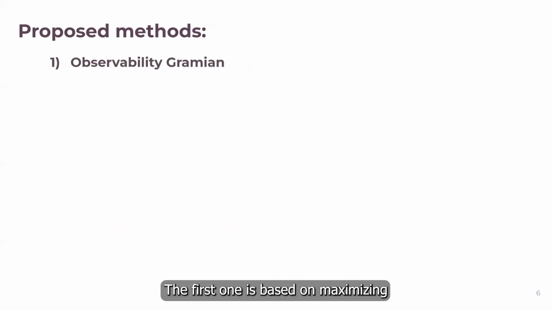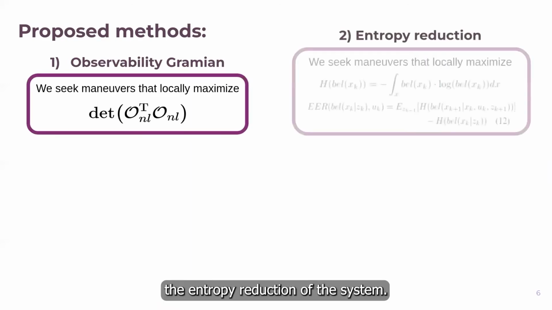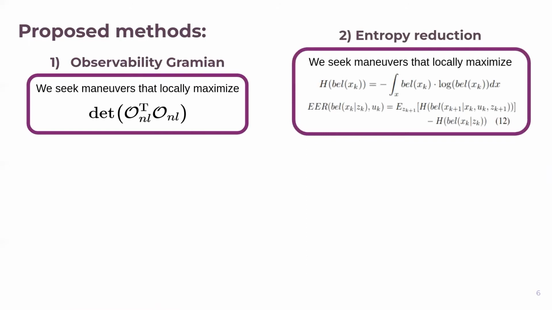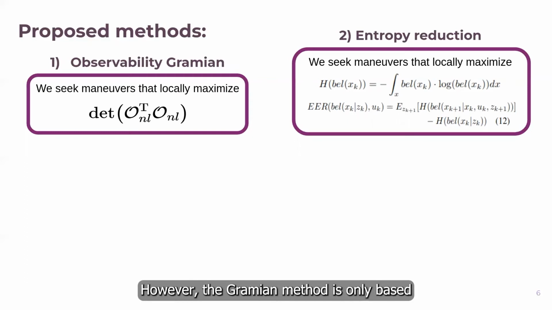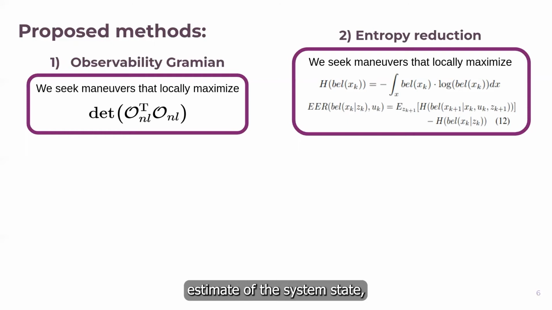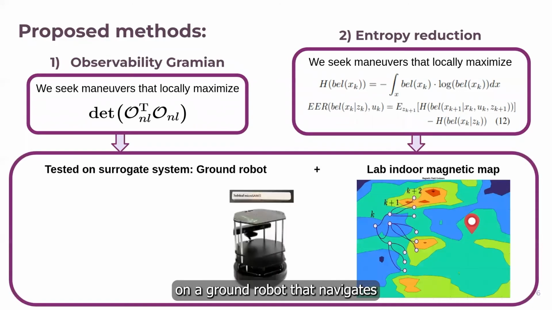We propose two methods. The first one is based on maximizing the determinant of the system observability gradient, and the second on maximizing the entropy reduction of the system. Both methods aim to increase the information gain along the travel path. However, the gradient method is only based on the point estimate of the system state, while the entropy technique considers the distribution of the state. Both methods are tested on a ground robot that navigates using an indoor magnetic map.